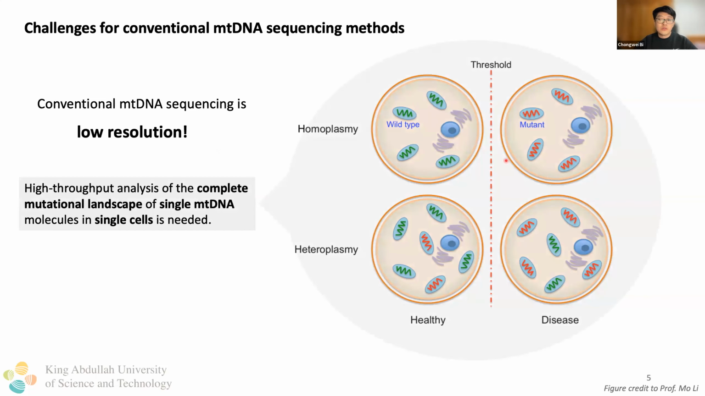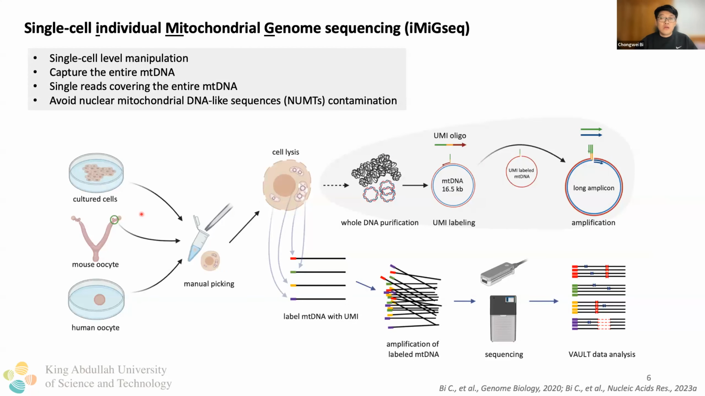In summary, the conventional mitochondrial DNA sequencing method is a low-resolution and low-throughput analysis. A high-resolution analysis of the complete mutational landscape of single mitochondrial DNA molecules in single cells is needed. To overcome those limitations, we developed a single-cell individual mitochondrial genome sequencing method. Most previous mitochondrial DNA isolation methods require many cells and have low yield.